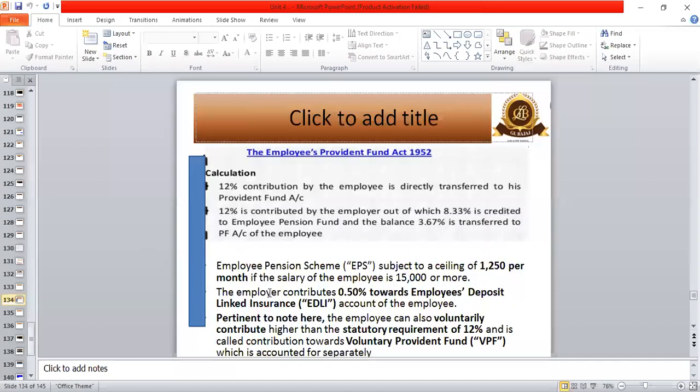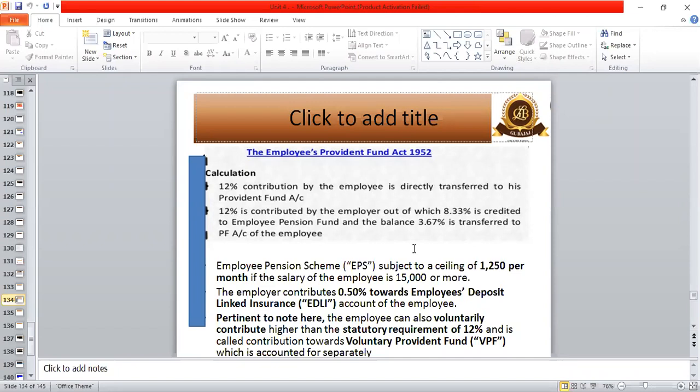Now come to this one, the employee pension scheme. Here, 12% is the contribution by the employee, and 12% is contributed by the employer, out of which 8.33% is credited to the employee pension fund. See, I was talking about two types of fund: employee provident fund and employee pension fund. So on the employee side, your 12% would be straightforwardly deducted from your basic plus DA. But on the employer side, the total 12% is divided into two parts: 8.33% and 3.67%. When you add both percentages, you get this 12%. I hope this is clear to all of you.